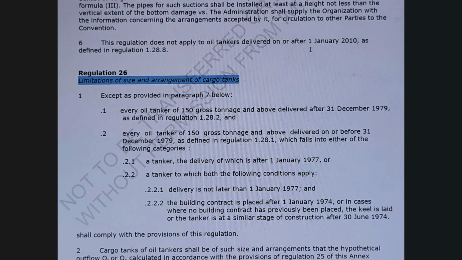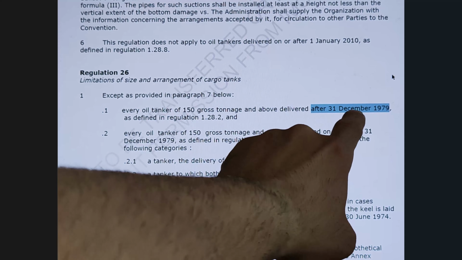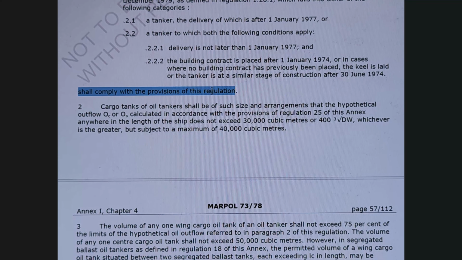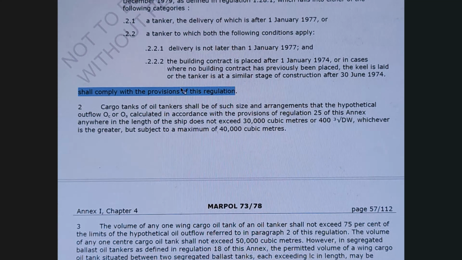As you can see here, and as we talked about, Regulation 26 of Annex I is about limitations of size and arrangement of cargo tanks. As I told you, it clearly mentions that every oil tanker of 150 GRT and above delivered after 31st December 1979 shall comply with the provisions of this regulation. Maybe during my speaking I said on or after 31st December 1979, but it is exactly like this, so consider this as the correct date, after 31st December 1979. And what is the provision?